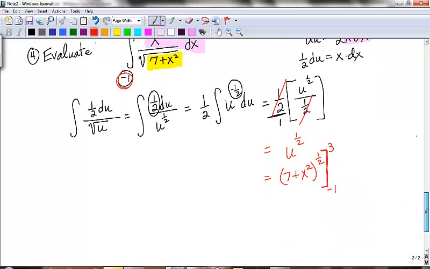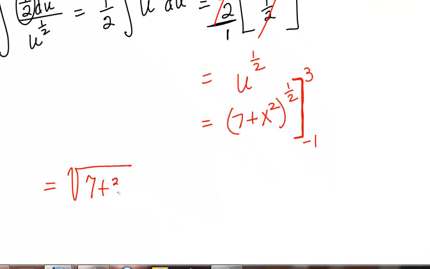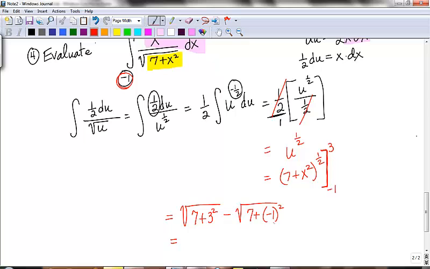So remember when we wrote it out twice and then we subbed in the top number? Same idea. So if we sub in the top number, we're going to have the square root of 7 plus 3 squared, and then minus the square root of 7 plus -1 squared, right? So it'd be 7 plus 9. That'd be the square root of 16 minus 7 plus 1 would be like the square root of 8.